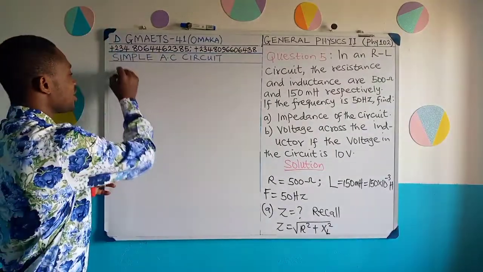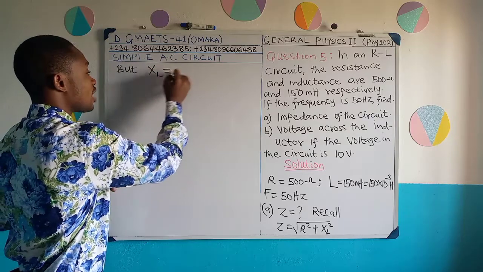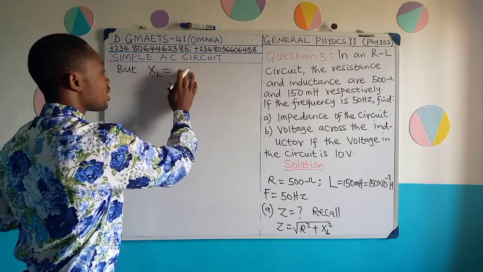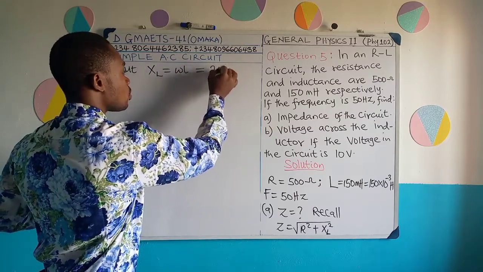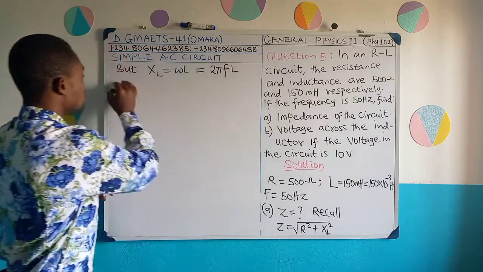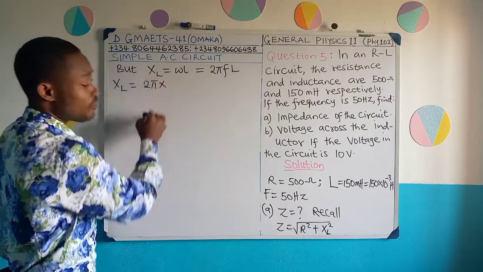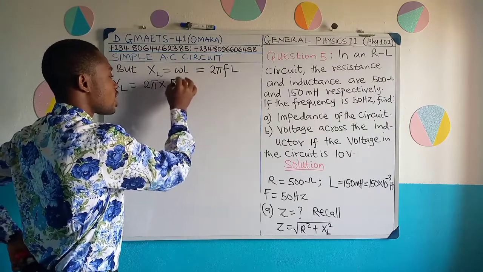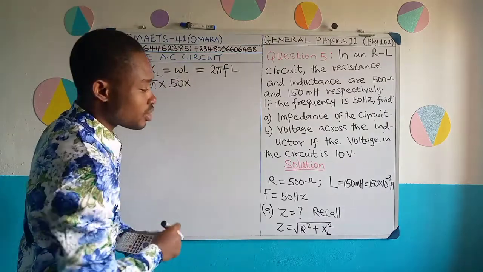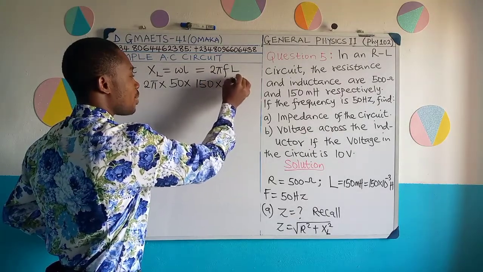But how do we get inductive reactance? We need to calculate the inductive reactance, which is equal to omega L, which is still the same as 2 pi FL. So we can substitute into this 2 pi times the frequency. The frequency is 50, which is going to be 50 times the inductance. From the question, the data given to us is 150 times 10 raised to the power minus 3.